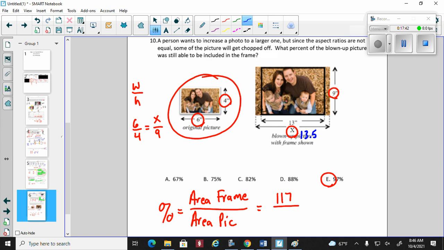Now that you know what the width is, you already know what the height is, so you're going to multiply 13.5 times 9, and you're going to get 121.5. Divide the 2 out, and you get 97%.